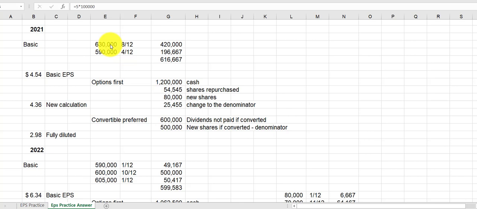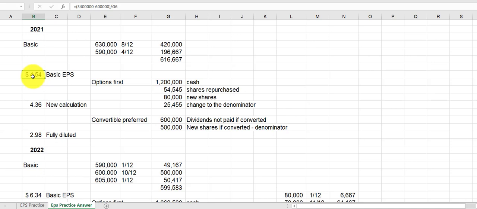So 630,000 shares outstanding for 8/12, January through the end of August, and then 590 goes down by 40 for the rest of the year, for the rest of the 4 months, making sure that we have 12/12. Multiply, we get 420 and 196, add them together, sum it up, and our weighted average shares outstanding for basic earnings per share is 616,667.